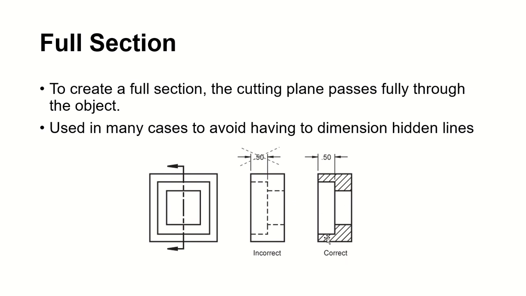If you have a different part, of course you can draw the lines in the opposite direction. This looks like a counter board to me. I use this in many cases to avoid having to dimension hidden lines. So here, don't draw the hidden lines, omit them. This is what your rule number 4 is telling you. Yeah, we do everything else.